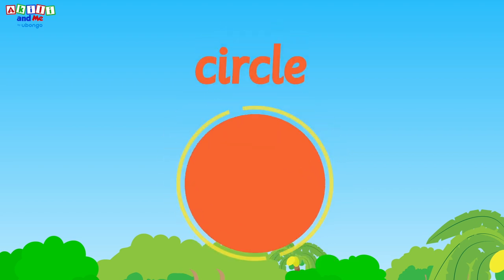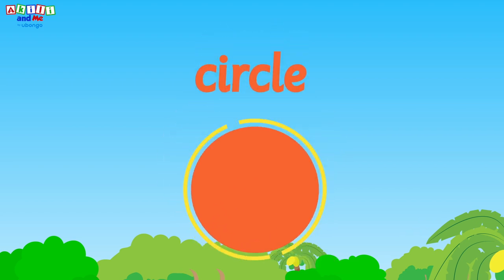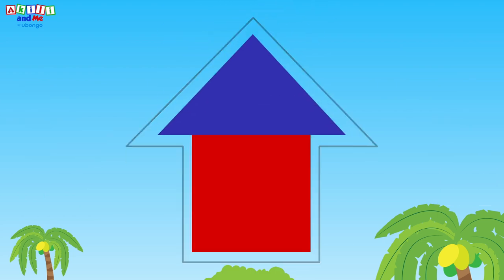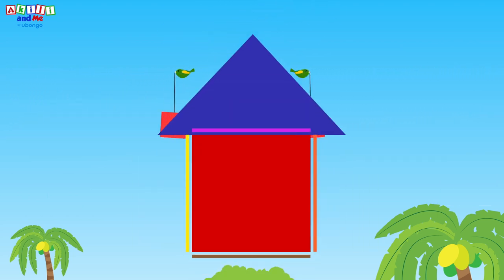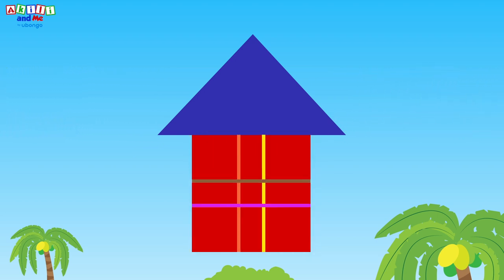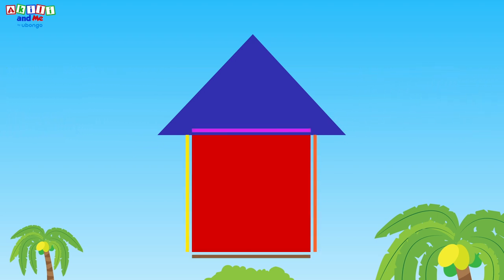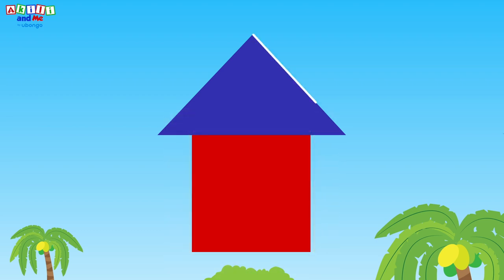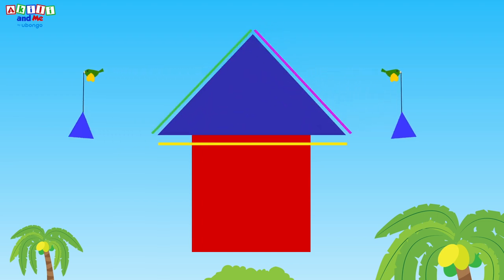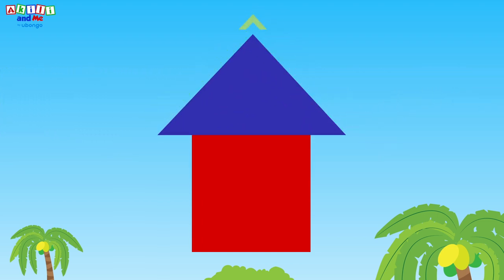Our shapes. What shape is it? A square! Can you see the roof? Yes! How many sides? Three! How many points? Three! What shape is it? A triangle!